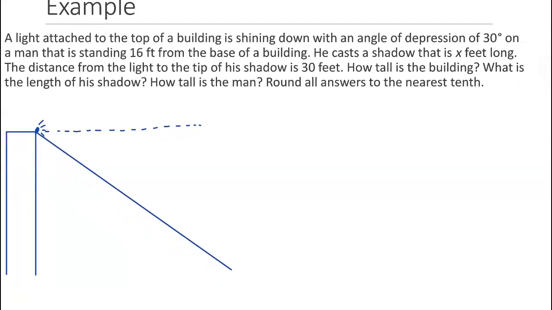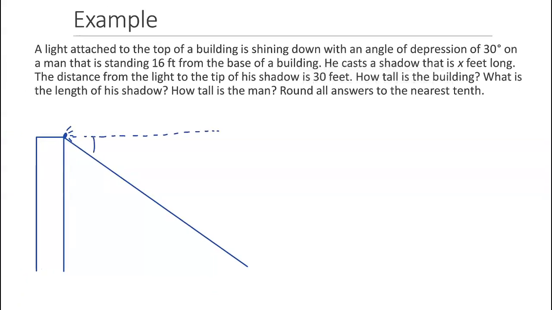Whoops, didn't need to zoom in like that. So I have this angle right here of depression of 30 degrees, and this light is shining down on a man that's standing 16 feet from the base of the building. So I'm going to go ahead and draw this man here, shining down on the man, and he's standing 16 feet from the base of the building. So we'll say this is 16 feet right here.